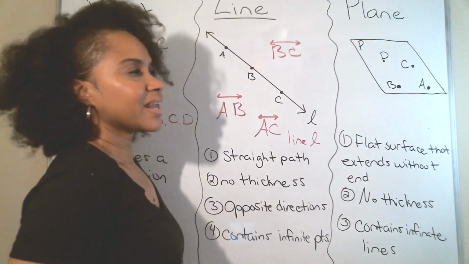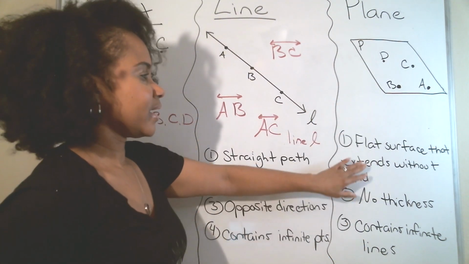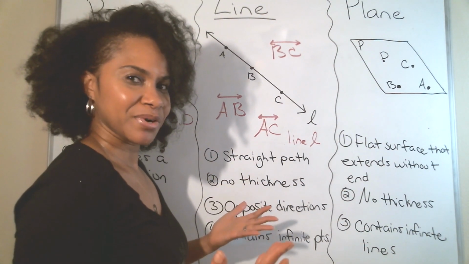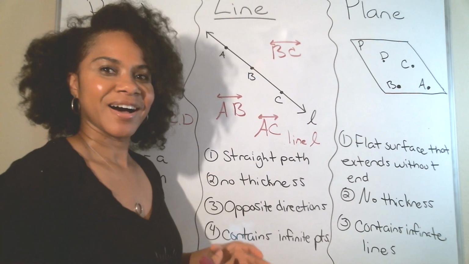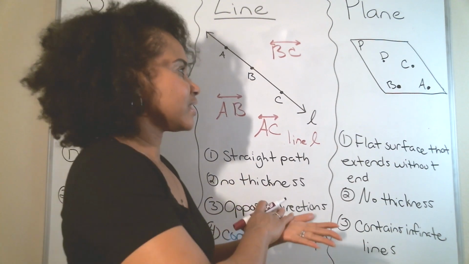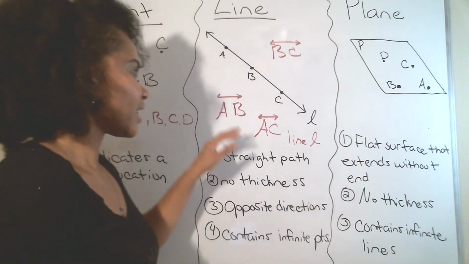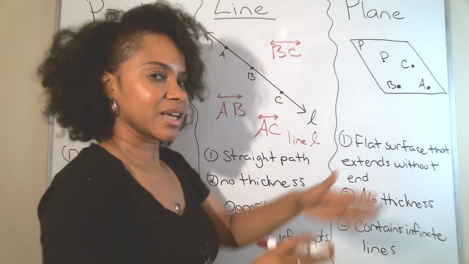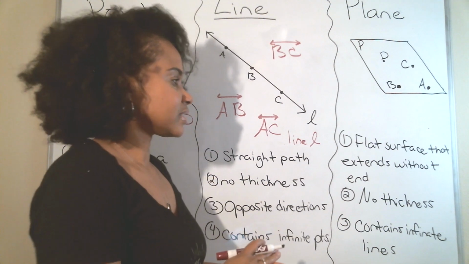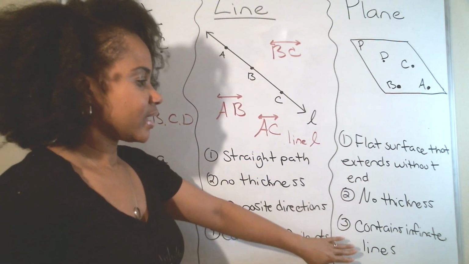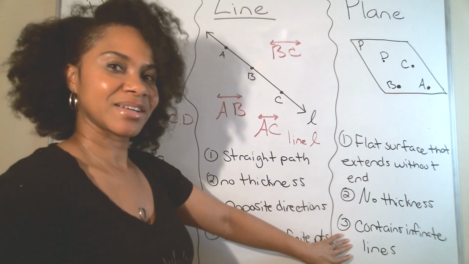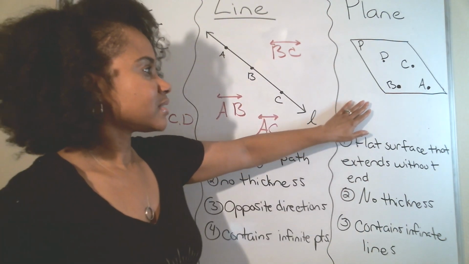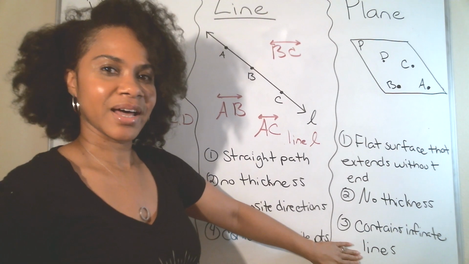Now let's look at a plane. A plane is a flat surface that extends without ends. If you think of a sheet of paper, of course a sheet of paper stops, but a plane just keeps going, kind of like a line keeps going endlessly in both directions. A plane does the same thing, but it's a flat surface. It has no thickness and it contains an infinite amount of lines. So a line contains an infinite amount of points, and a plane contains an infinite amount of lines.